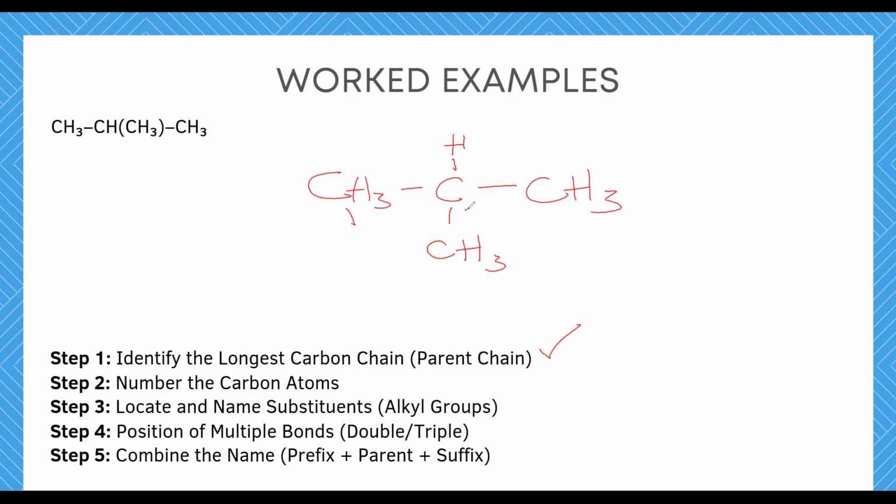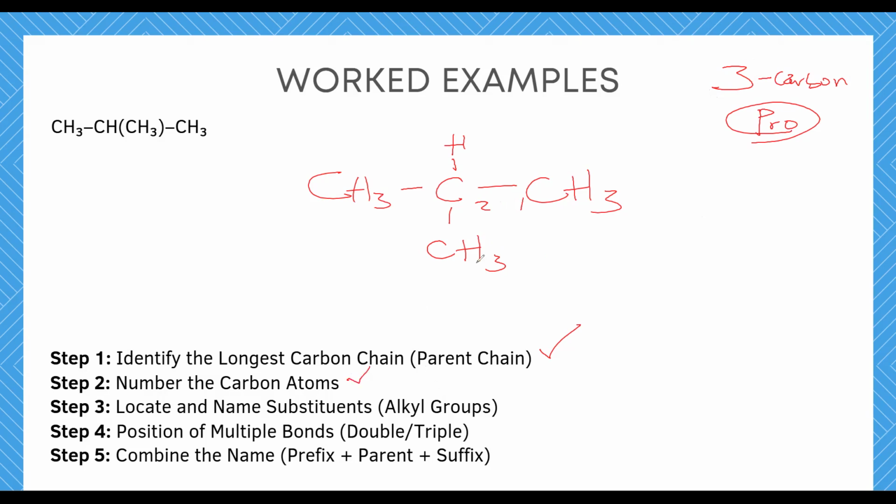So we have 1, 2, 3. That's the first way we counted. If we count this way, let's see how many carbon atoms we get. 1, 2, 3. So we have 3 carbon atoms. If we count this way, let's see how many we get. 1, 2, and 3. So the longest carbon chain we have is 3 carbon atoms. That gives us the parent name. And the parent name for 3 carbon atoms is PROP. So let's just keep this in place. We'll need it later.